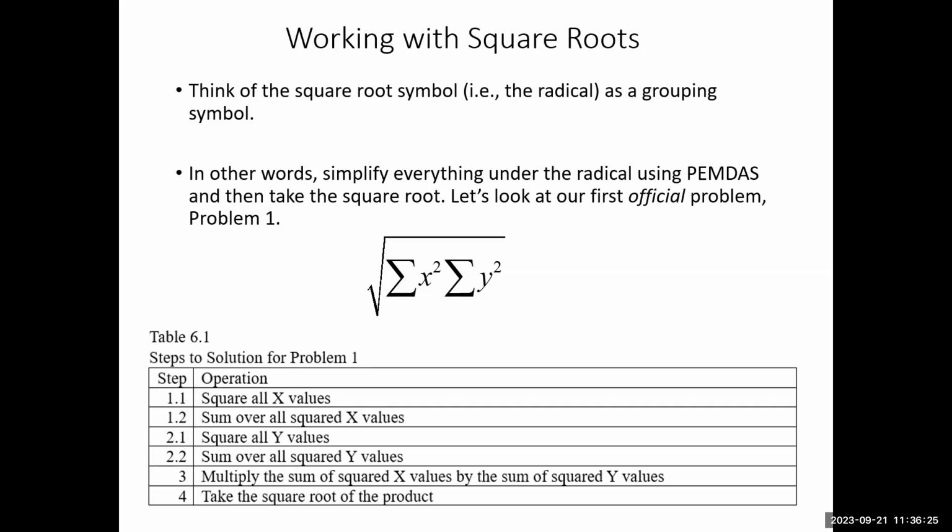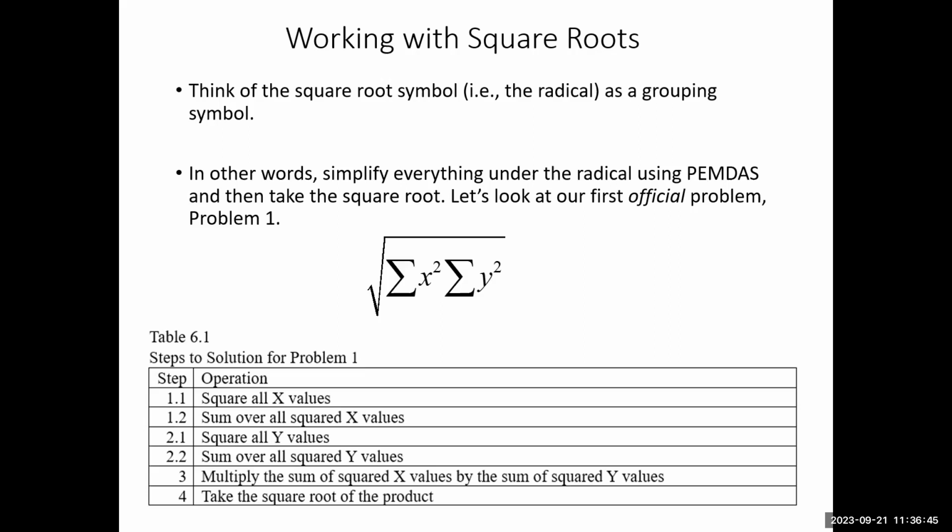The other thing I want to mention about the square root symbol is that you should picture all of the contents under the radical as being enclosed within a set of parentheses. So another way we could say that is we could think about the square root symbol as a grouping symbol as well, okay? And so here I've got what I label our first official problem one.